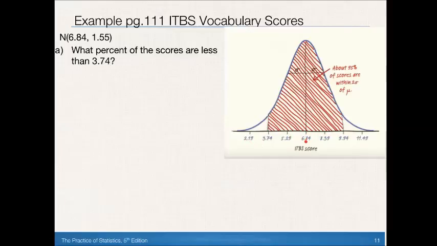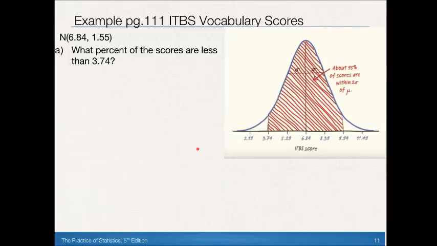Well, if you subtract 1.55 from 6.84, you get 5.29. So that represents one standard deviation. If you subtract it again, then you get 2 standard deviations. And then subtract it one more time, you get 2.19. You do the same thing by adding 1.55 to get the other side. So the scale is produced by putting the mean in the middle and then going up and down by standard deviations.